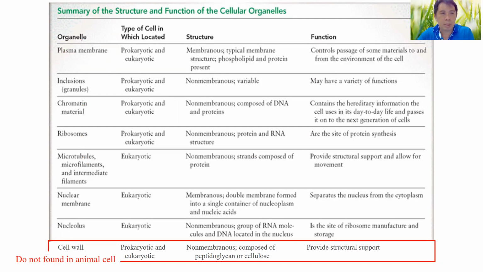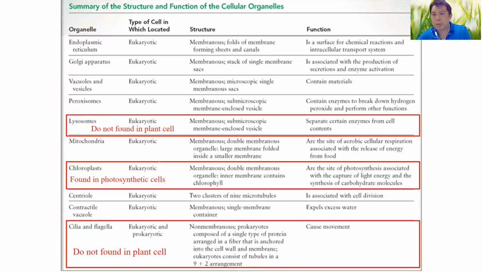Plasma membrane is not an organelle. Nucleus also is not an organelle. And the lysosome is not found in plant cells; most plant cells don't have lysosomes. Then chloroplast is found in photosynthetic cells. Cilia and flagella are not found in plant cells. Centriole is not found in plant cells.